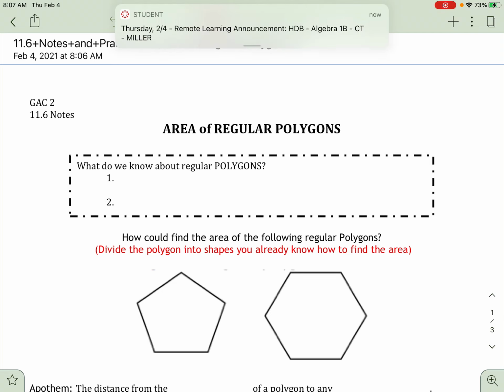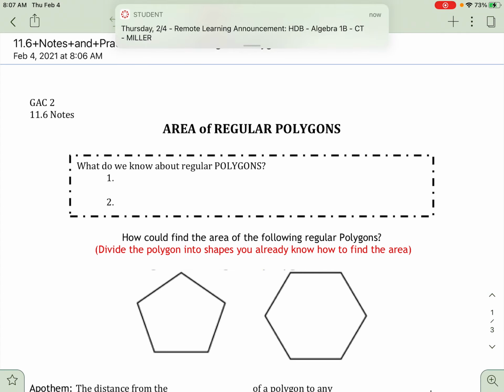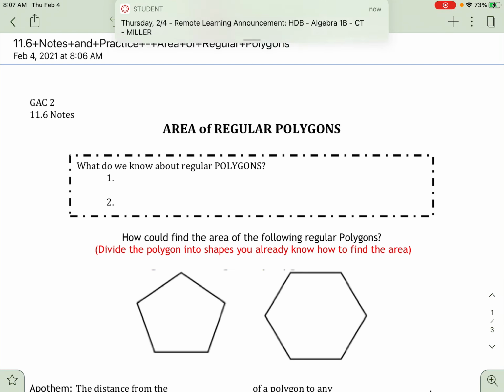Good morning, everybody. Today is, well, when you're watching this, it'll be Friday, February 5th, unless you're getting an early start on it. But I just wanted to go through the notes here and try to be as brief as possible.